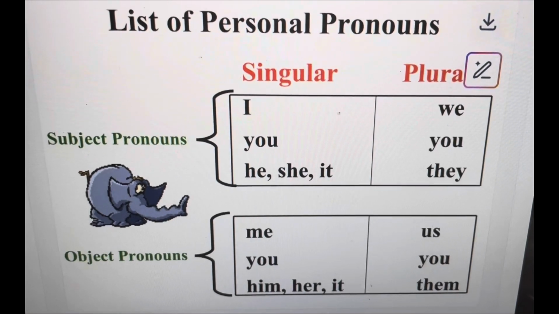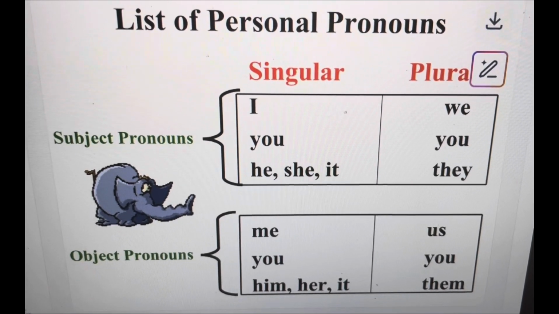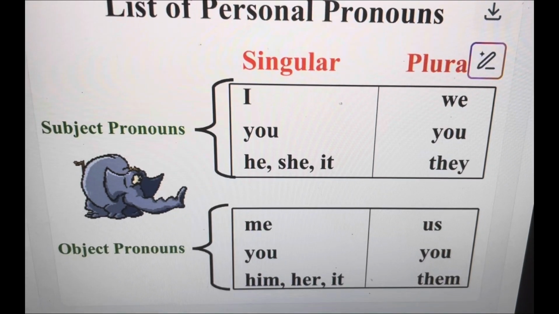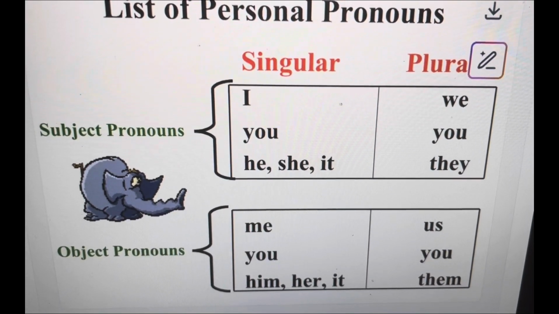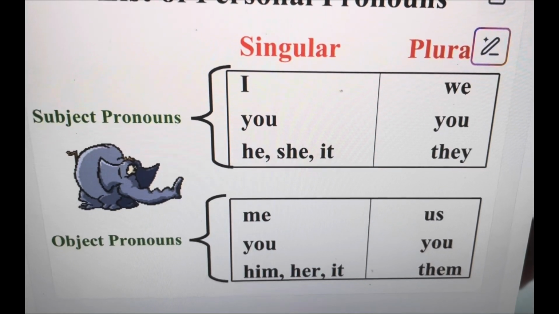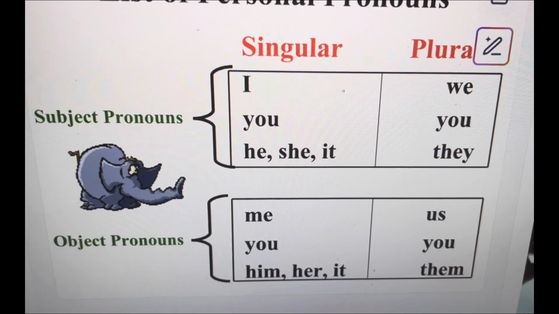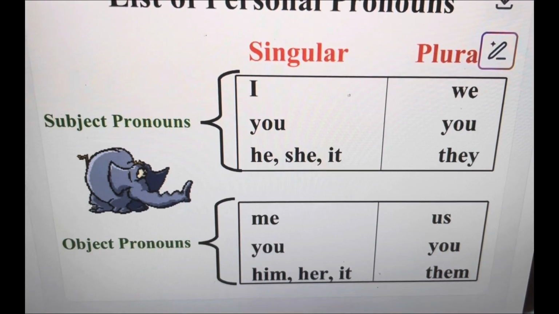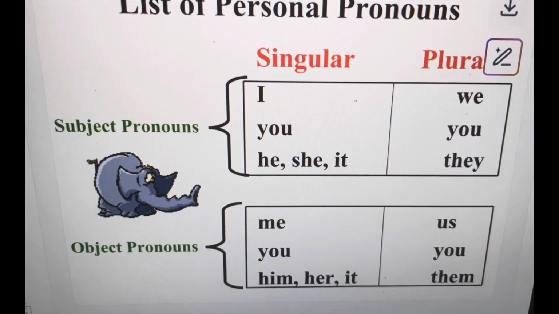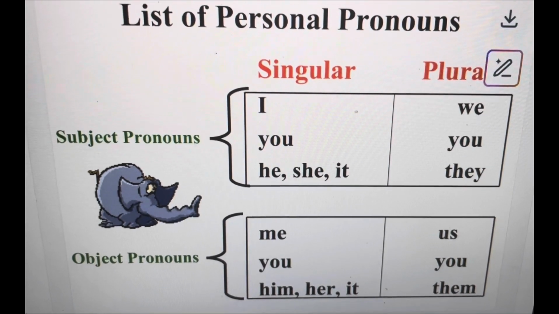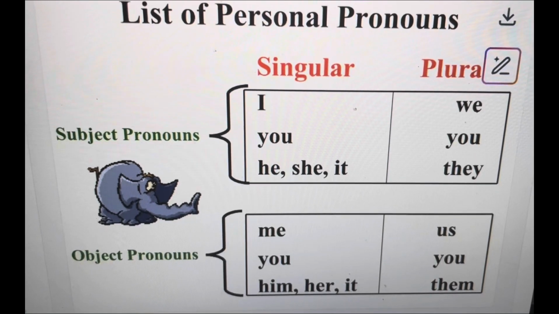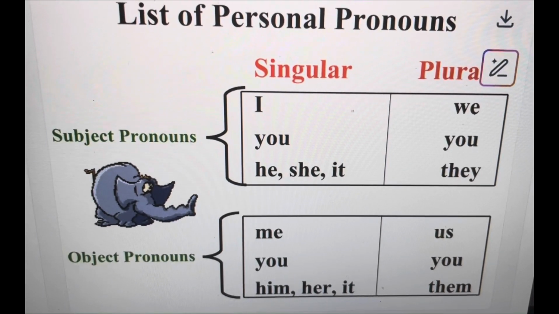Children, I just told you the singular and plural pronouns: I, you, he, she, it for singular, and we, you, they for plural. Then me, you, him, her, it are singular pronouns, and us, you, them. But here you can see one more thing about subject pronouns and object pronouns. What are they? Subject pronouns and object pronouns. Let's go to the next slide to recall what all these are.